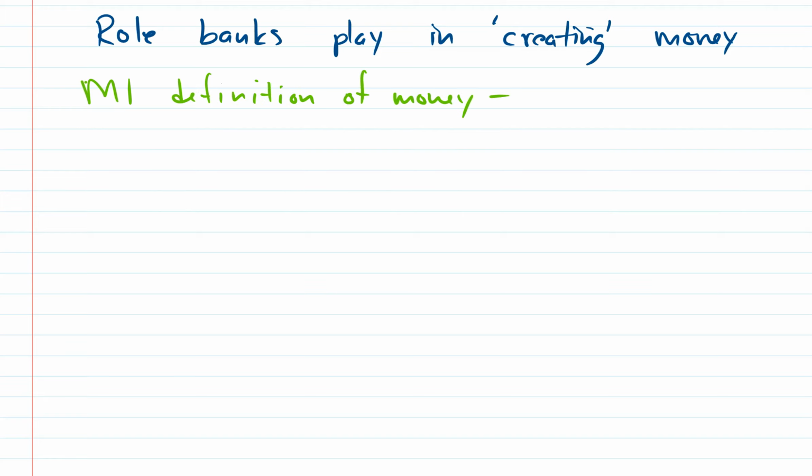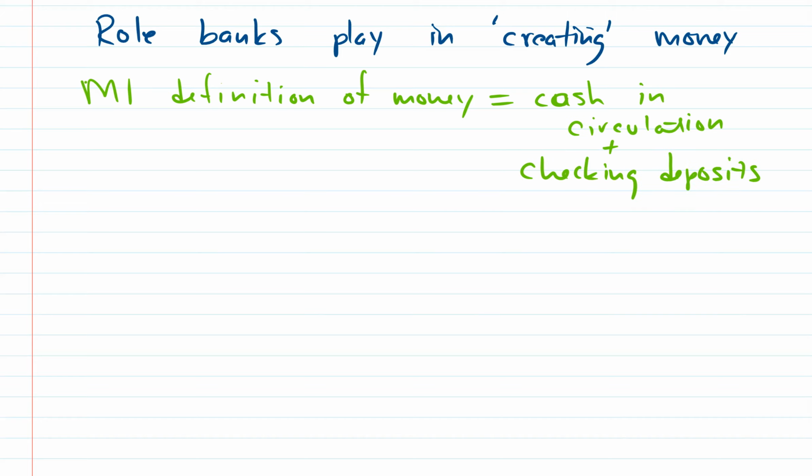This is basically cash in circulation plus checking deposits. So we're going to look at this M1 definition of money. Now, we're going to start by looking at one bank, and we'll look at the T account for one bank. A T account is a way to represent the balance sheet, the way we looked at before. So we're going to start with the T account for, let's say, B of A, Bank of America.